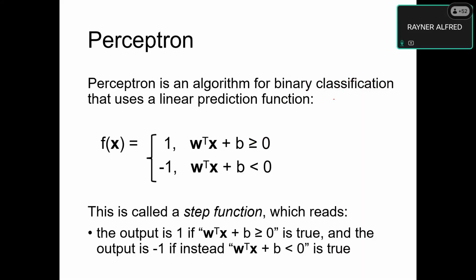So if we go back to the formula here, we are saying that if the value is greater than or equal to 0, we consider it positive. Otherwise, we call it a negative sample. So this is called a step function. The output is 1 if the value of the formula is greater than or equal to 0. Otherwise, -1.